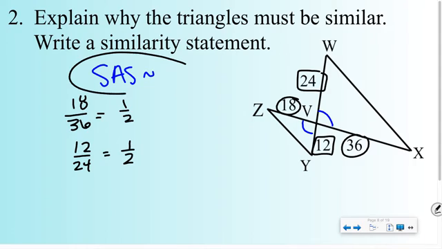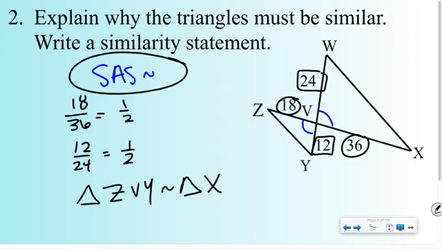So are my triangles similar? Okay, this would be my explanation: side, angle, side. And then my similarity statement. If I do Z, V, Y, who does Z go with? X. Good. V goes with V, and then Y goes with W.